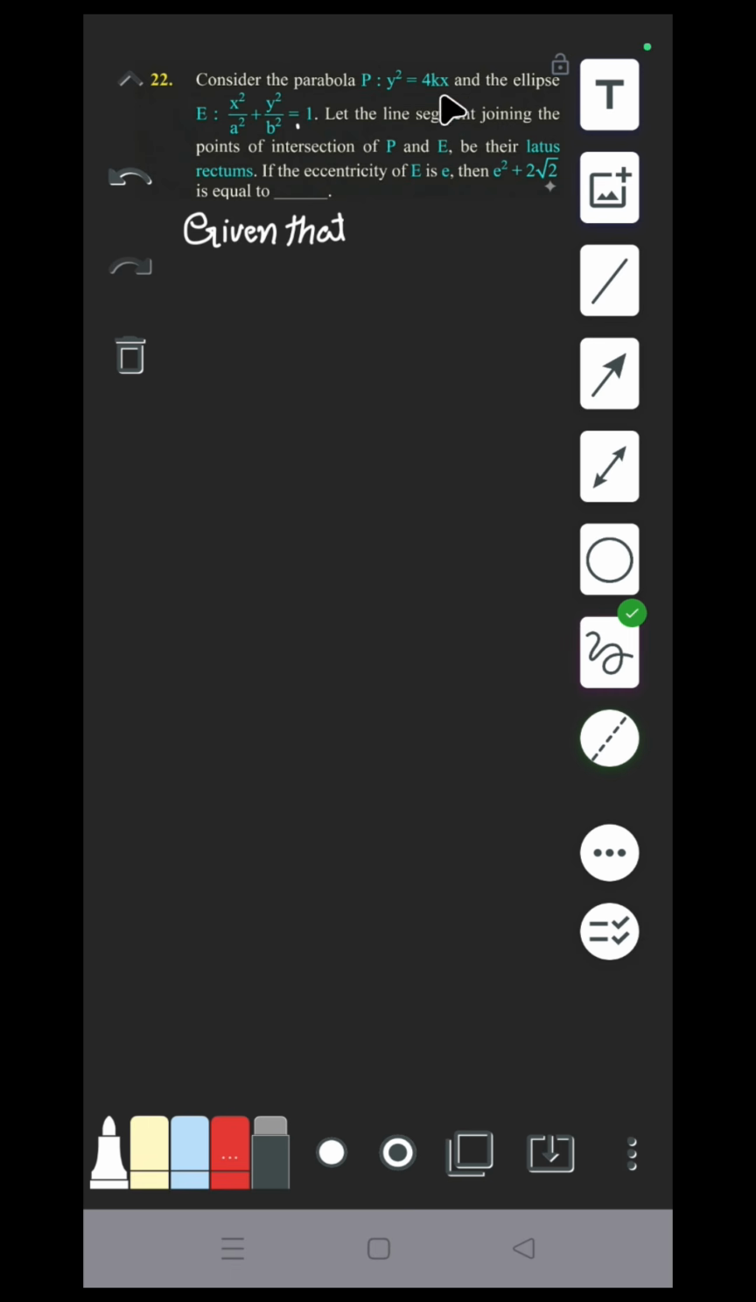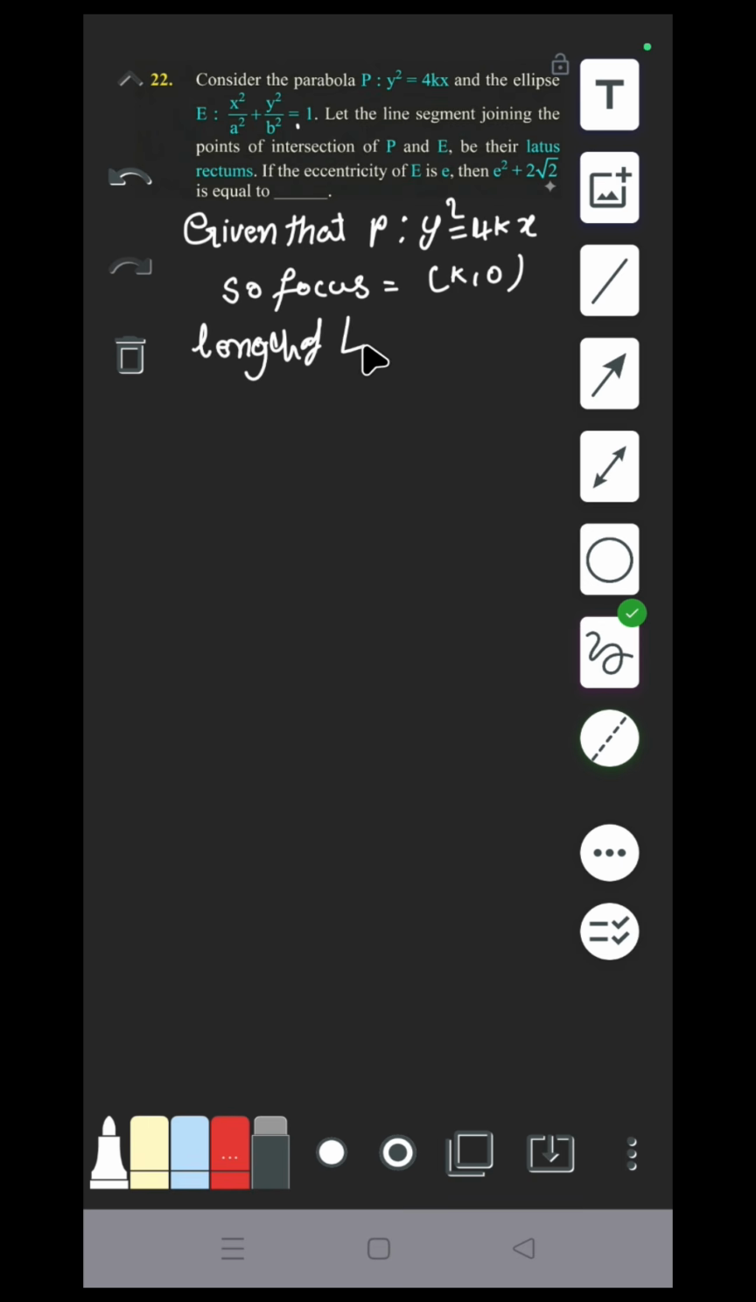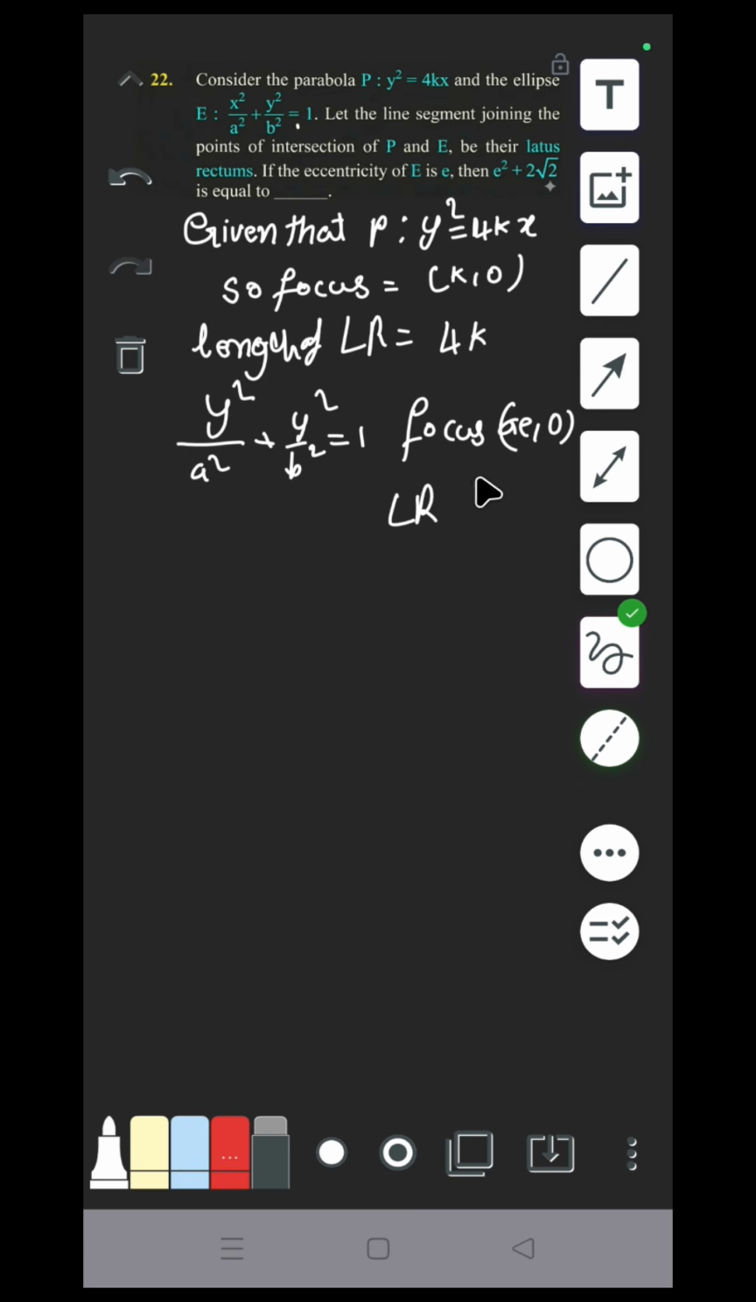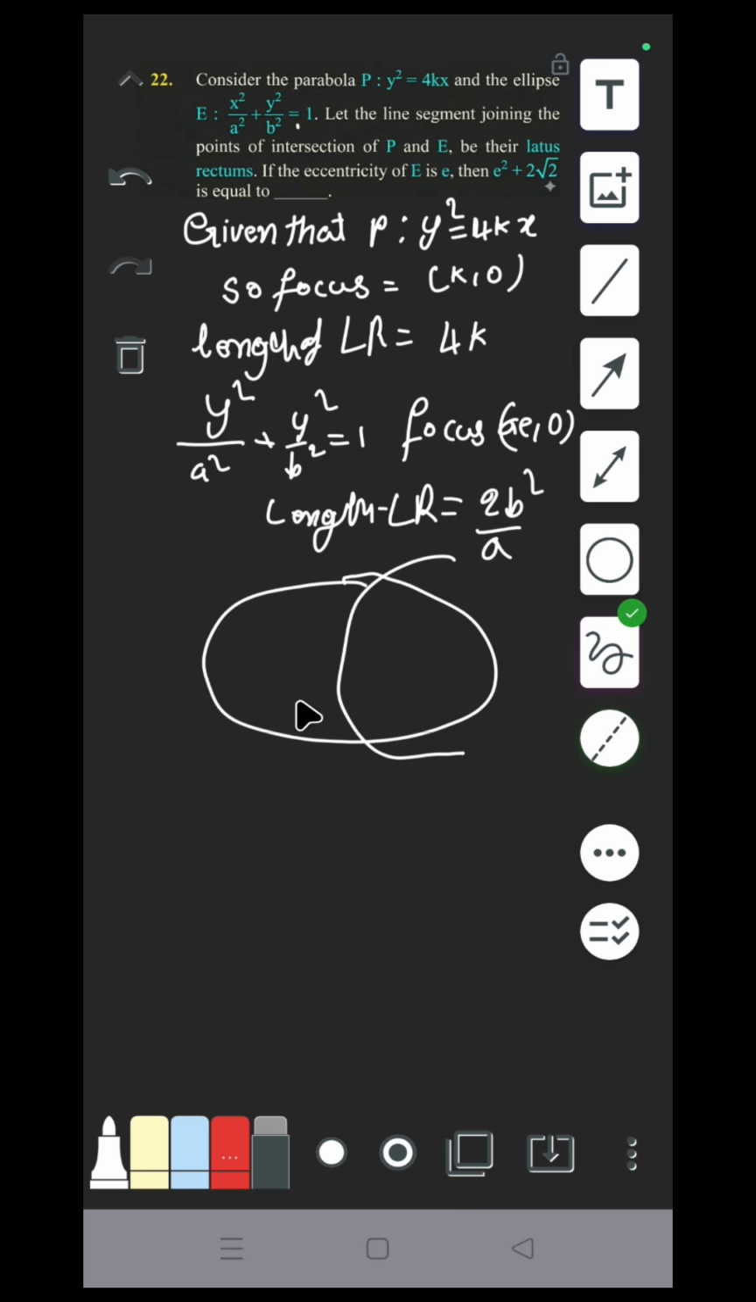Given that the parabola equation y square is equal to 4kx, focus (k, 0), length of latus rectum is equal to 4k, and ellipse x square by a square plus y square by b square is equal to 1. So focus (ae, 0), and length of latus rectum 2b square by a. Now it is the ellipse, it is the parabola.